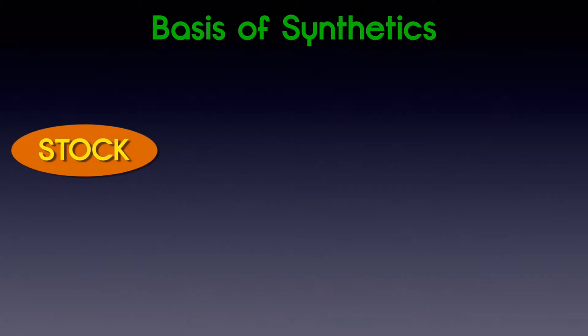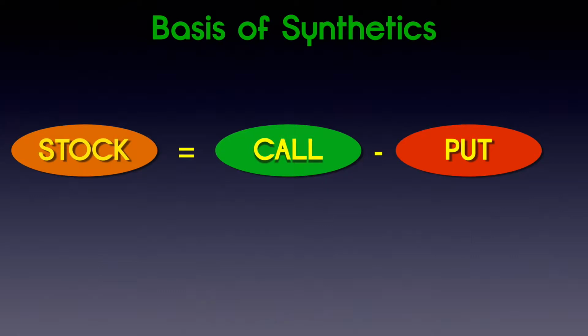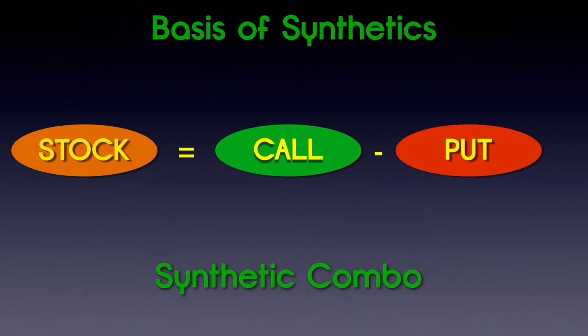Let's talk a little bit about option synthetics. Every stock holds in itself the potential profit of a long call and the potential loss of a short put. This is what is called a synthetic stock, a long call and a short put. You will often hear the name synthetic combo. It is really the synthetic expression of a stock.